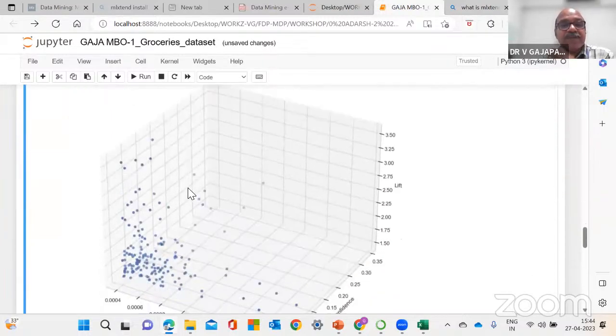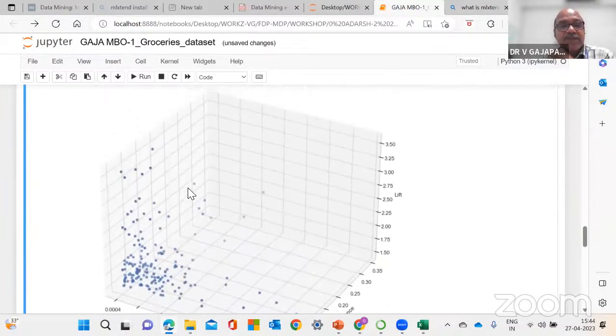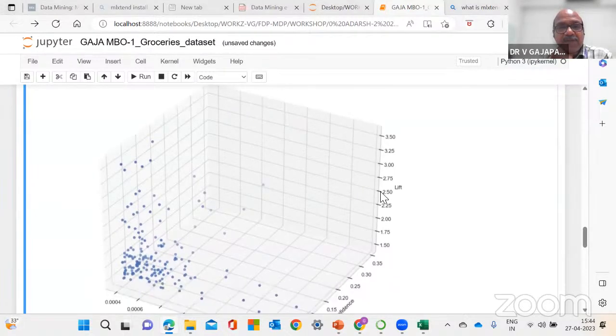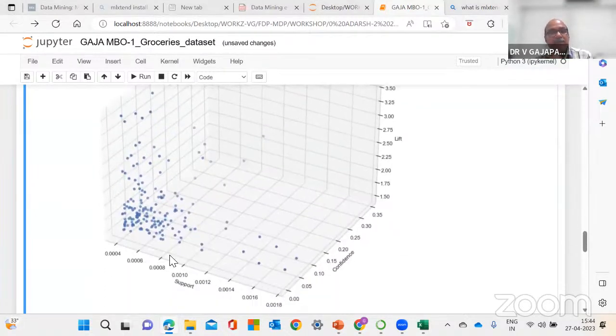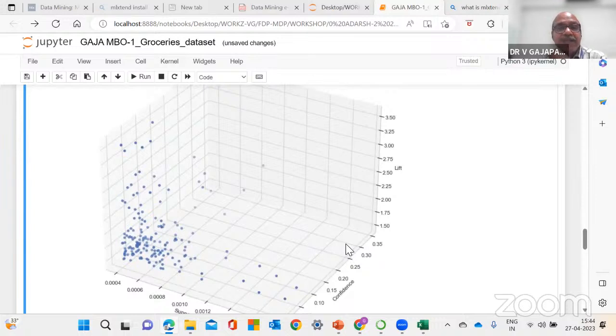You see now, this is a fantastic one. The first time I saw it, I was really excited. This is the 3D view. On the x-axis we have support, on the y-axis we have confidence, and it is 3D support actually. See, if it should be on the right top, it should be on the right top.